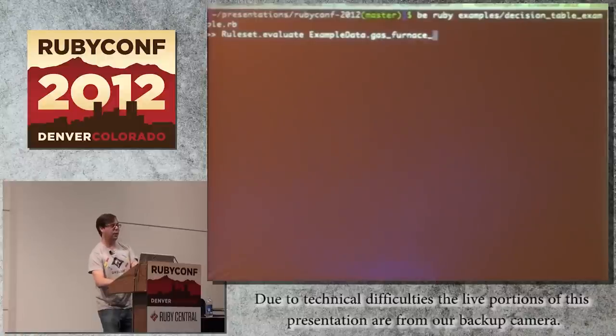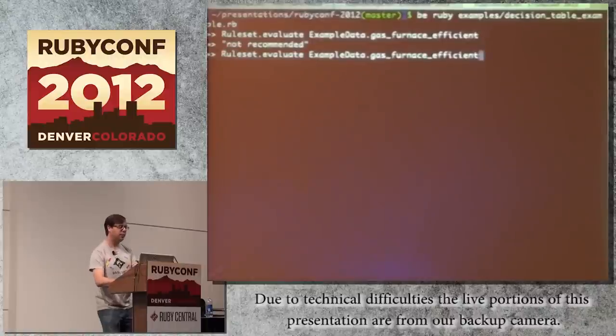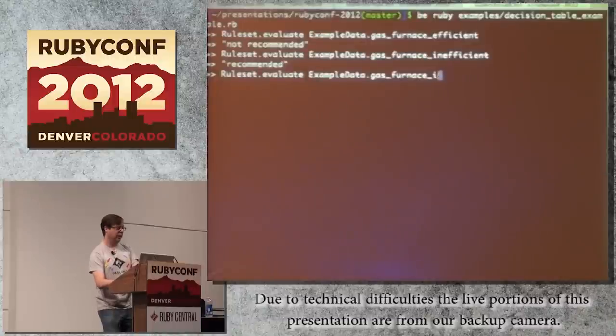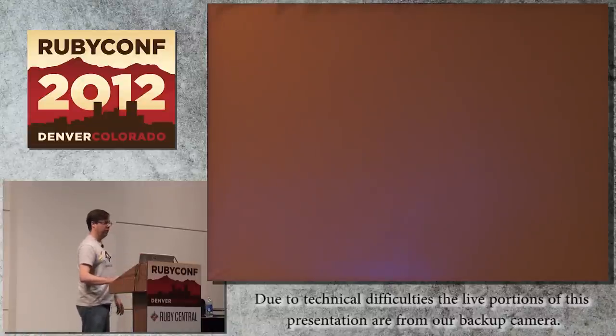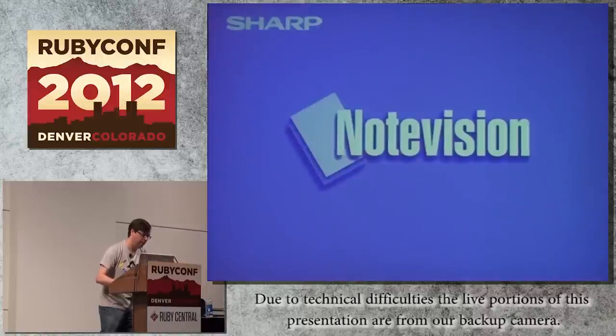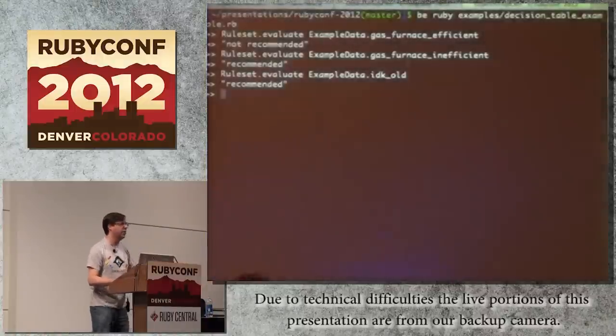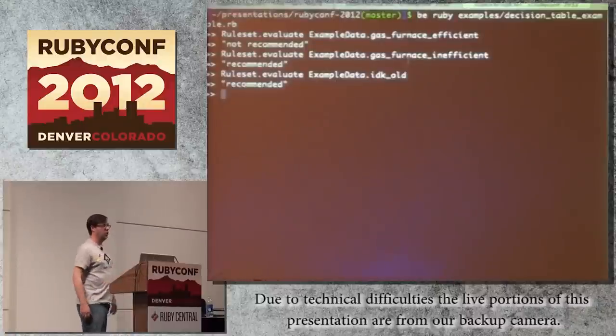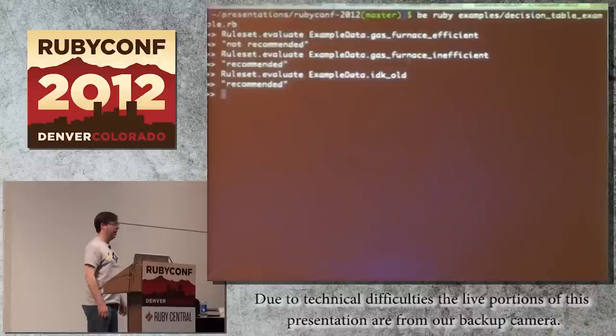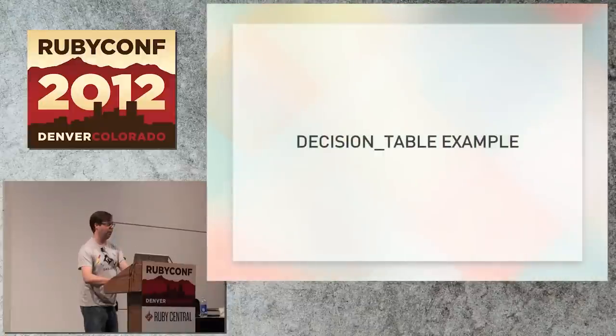So I think I have a gas furnace efficient, and in that case, if it's already an efficient gas furnace, it won't recommend I replace it. If I have an inefficient gas furnace, it will. If I don't know, but it was replaced a long time ago, it'll recommend it. So it's working just as I expect. And it's just a simpler brute force kind of approach for when I need that.